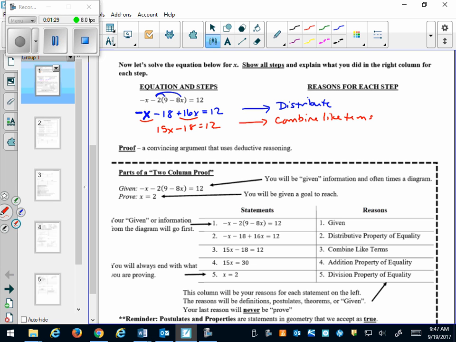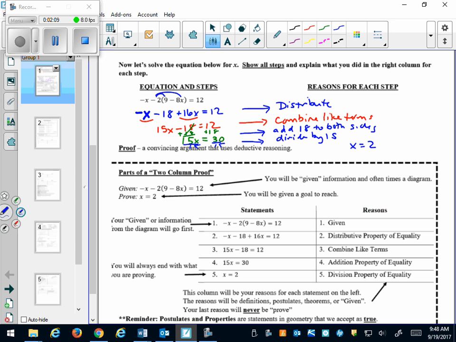So you did a worksheet that helped you do this, and you might have worded things a little differently, but the same idea. Okay, and then the next thing we would do is add 18 to both sides to get the 15x on one side and 30 on the other side. And the last thing we would do is divide by 15. So we added 18, and then we divide by 15. And that's how we would get our answer, that x is 2.